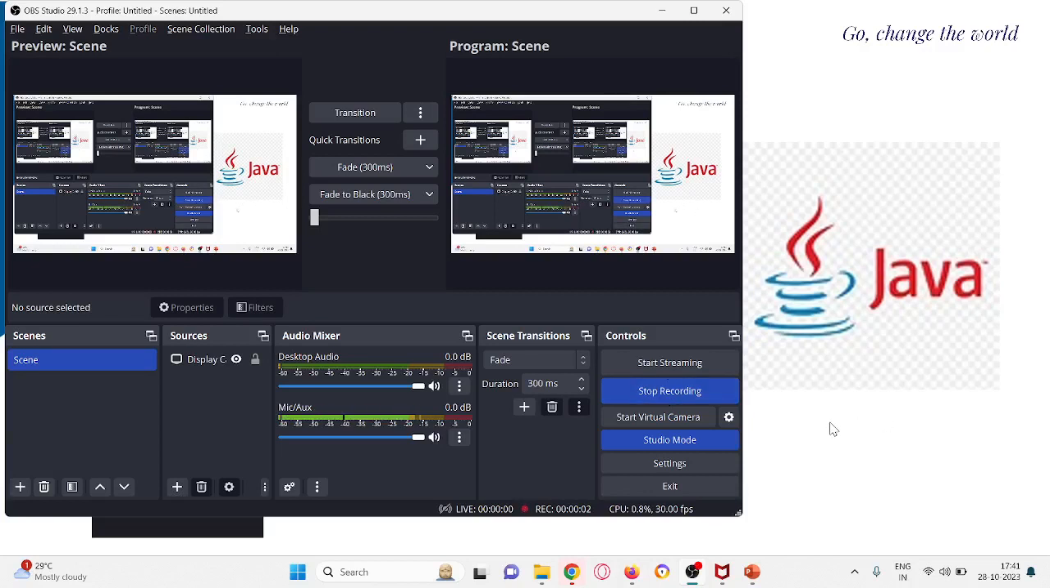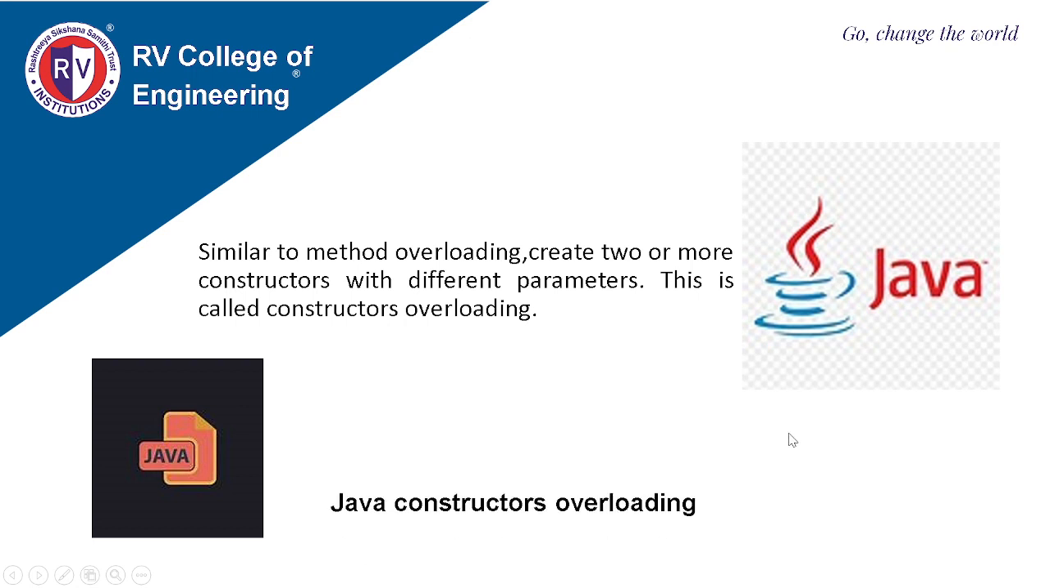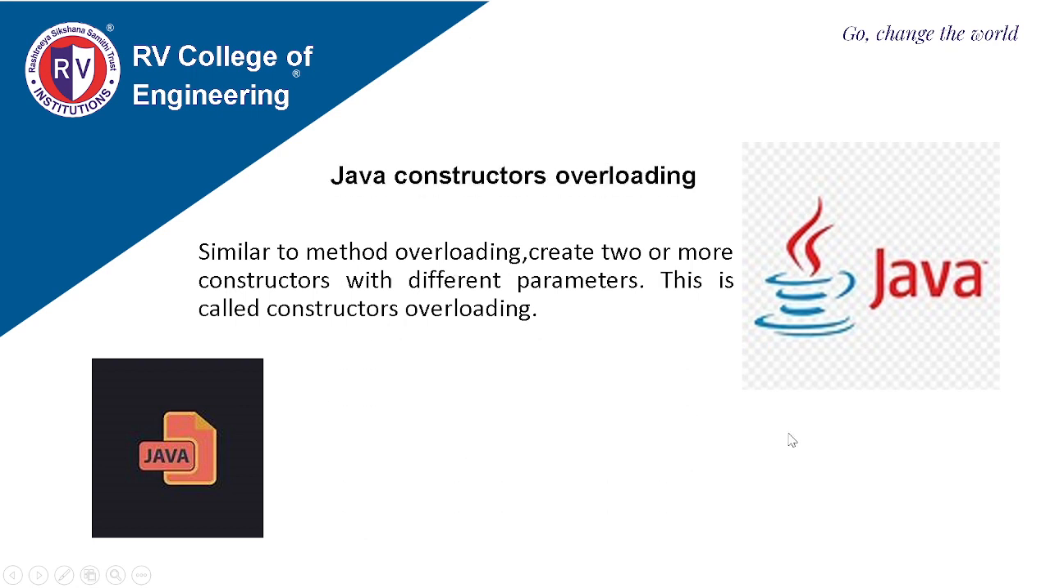Happy learning. In this video lecture, we are going to discuss Java constructor overloading. Constructor is similar to method. Constructor is a special method in Java. We are all familiar with methods and how to create a method. In the same way, we have method overloading in Java. Method overloading means methods having the same name with different parameters. Similar to method overloading, we can create two or more constructors with different parameters. This is called constructor overloading. It is similar to method overloading.